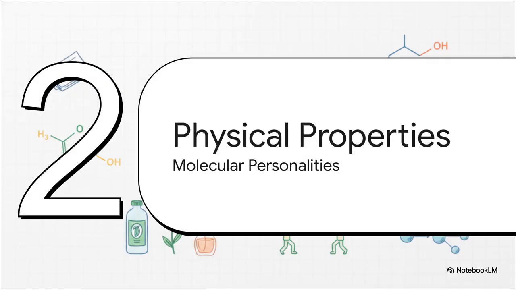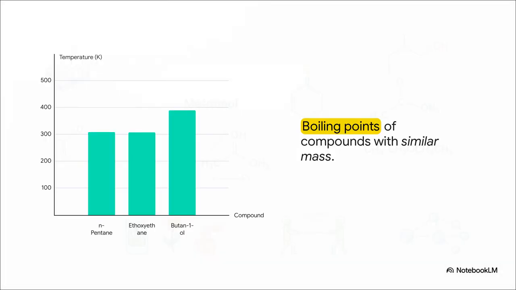All right, let's hit Section 3, Physical Properties, or what I call the personality of molecules. When we compare compounds that have very similar masses, the differences in boiling points are actually pretty dramatic. Take the alkane pentane, it's hovering at 309.1 Kelvin. Its ether cousin, ethoxyethane, is slightly lower at 307.6. But then, look at the alcohol, butan-1-ol. It absolutely skyrockets up to 390 Kelvin. So what's going on here? Why does this specific alcohol require so much more energy to boil compared to the others?